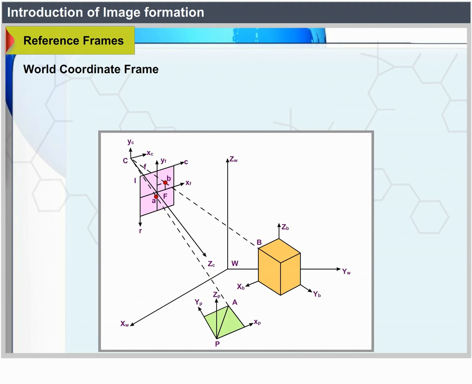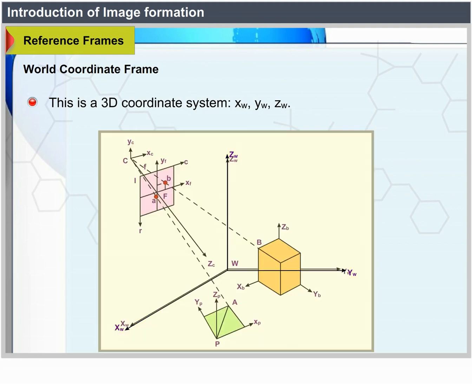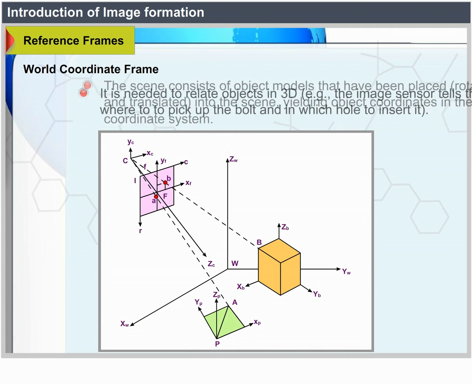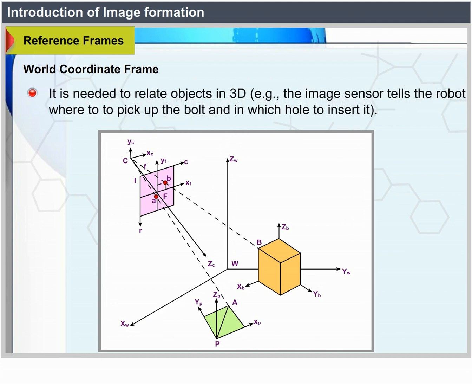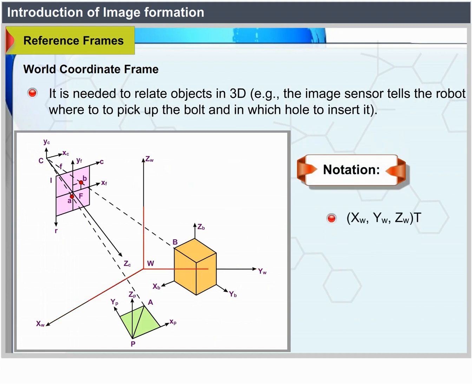World coordinate frame. This is a 3D coordinate system xw, yw, zw. The scene consists of object models that have been placed, rotated and translated into the scene, yielding object coordinates in the world coordinate system. It is needed to relate objects in 3D, that is, the image sensor tells the robot where to pick up the bolt and in which hole to insert it. Notation: xw, yw, zw transpose.